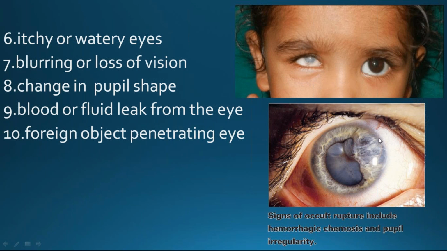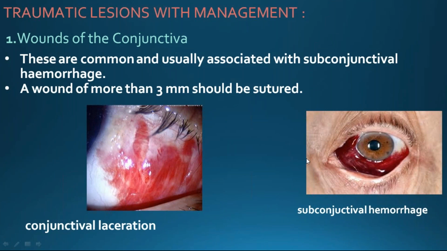What is this one? Blunt trauma resulting in distortion of the iris and traumatic cataract. You can see here, white one here. This one is a traumatic cataract and this is the distortion of the iris. This picture, what is this picture?